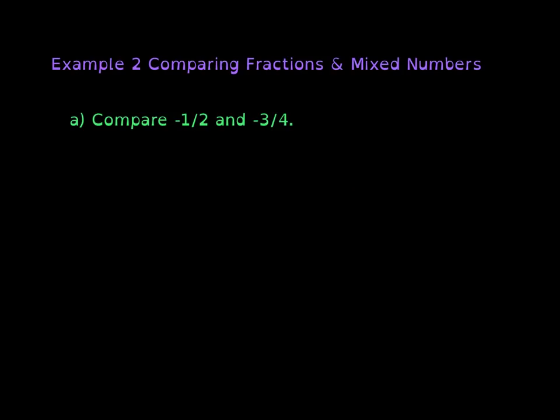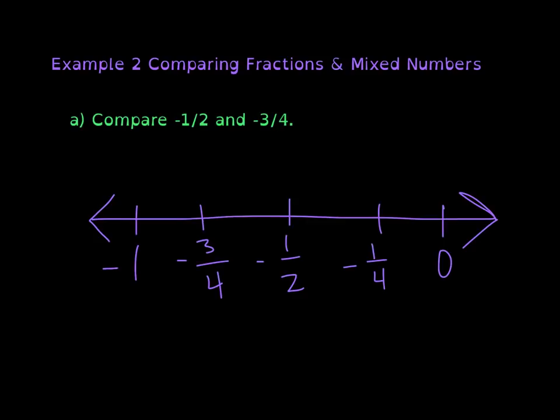Example 2 is comparing fractions and mixed numbers. I'm going to compare negative 1/2 and negative 3/4. What I have to recognize is, again, I've got to make these equal intervals when I make my number line. To do so, I look at 1/2 and 3/4. Remember, think of it like quarters. How could I make a whole number line full of quarters out of $1? That's the best way to look at it, and it would look something like this.